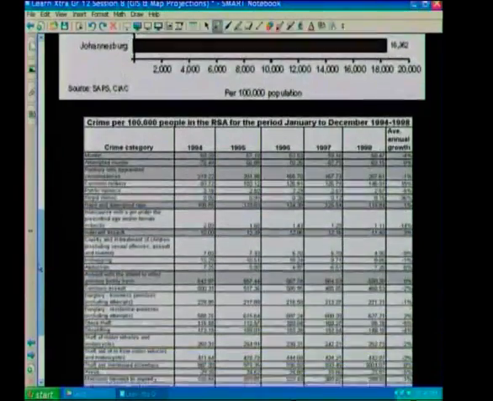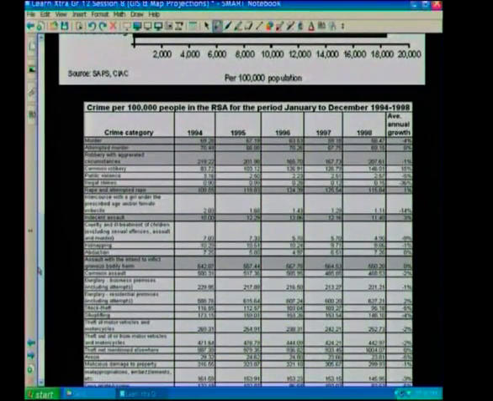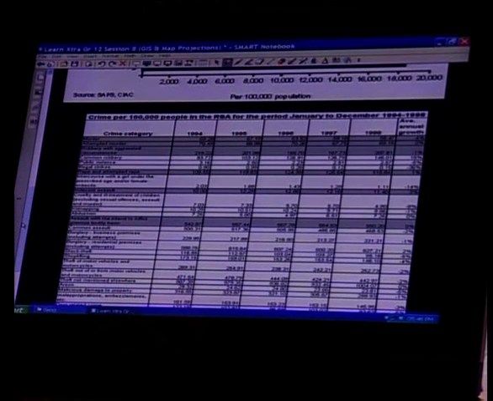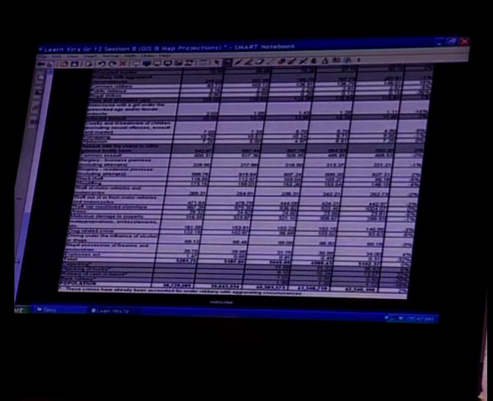Even here, okay, I was looking at the different crime categories, and I want to look at the different types of crime that happens, and I'm comparing a year of 1994 to 1998. But I need statistics, and I need to analyze them to determine which year was worse. Okay?